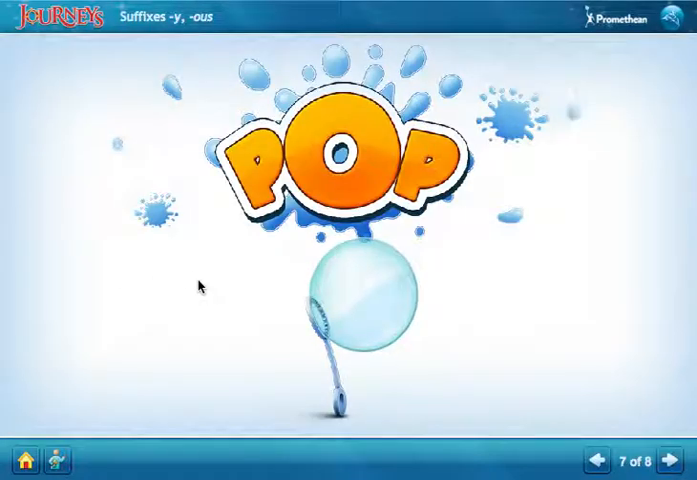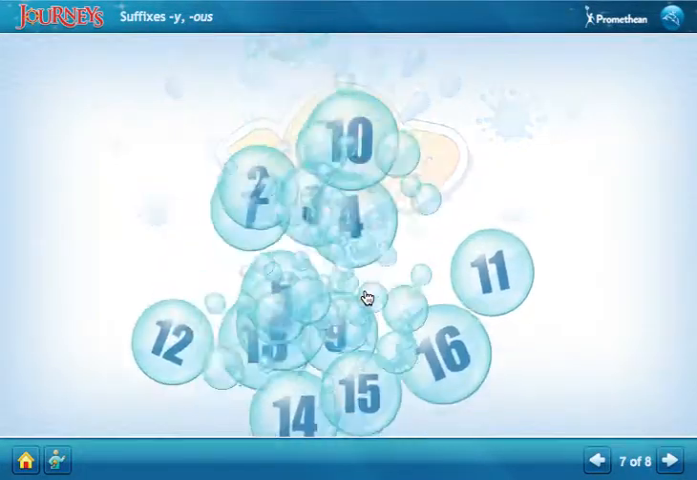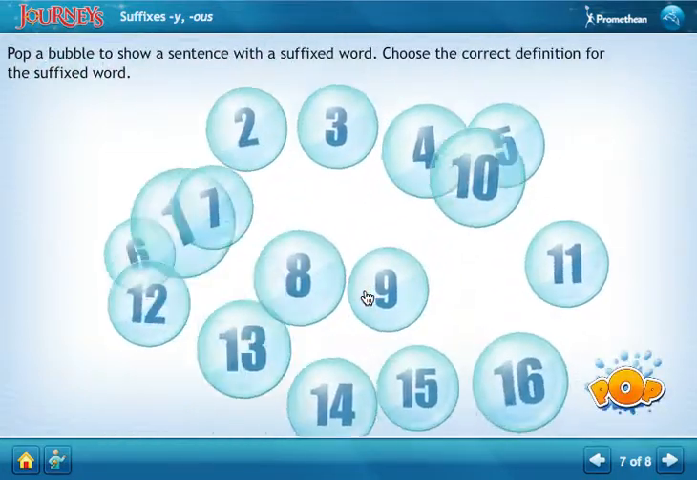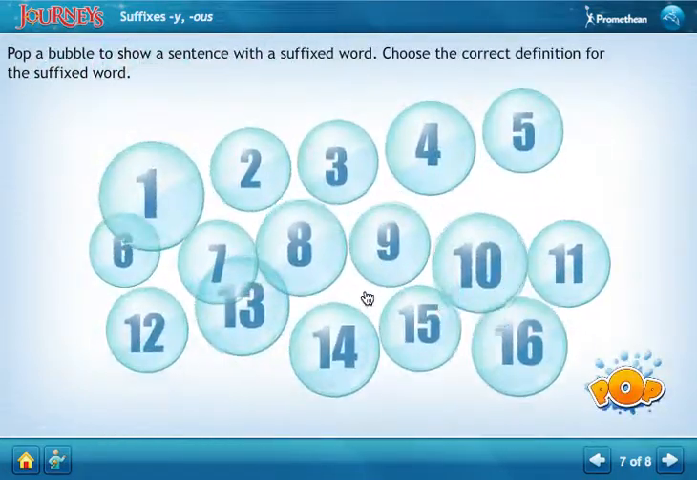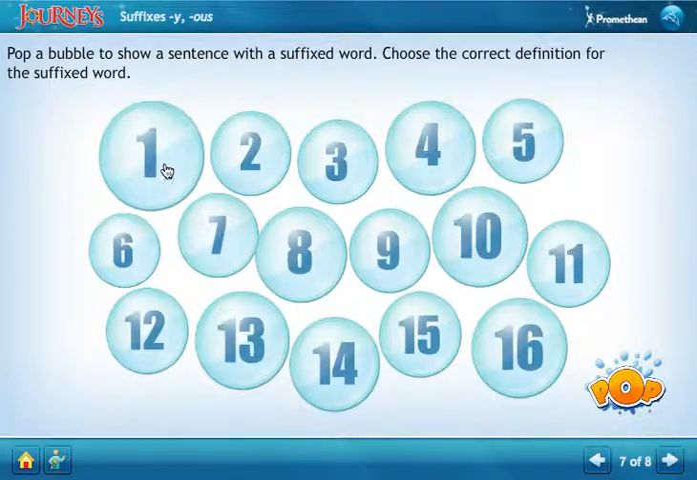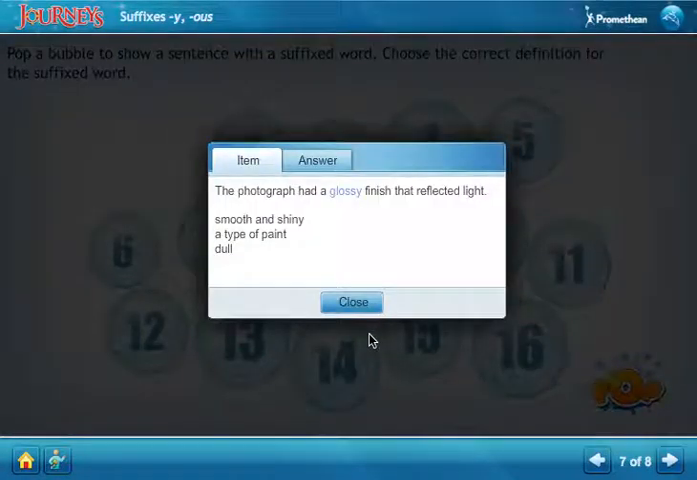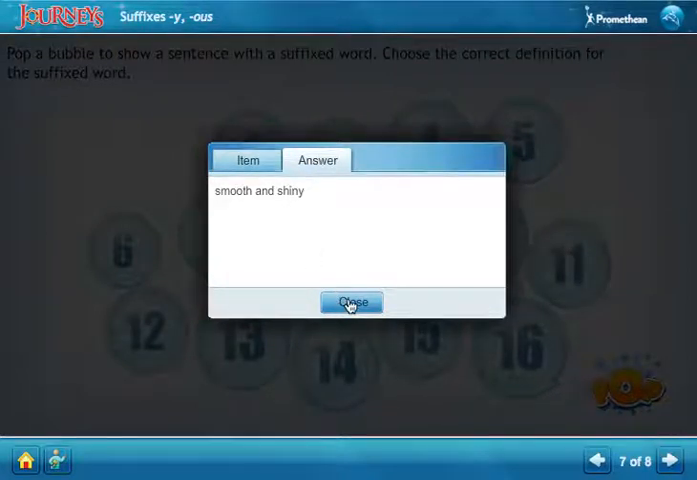This is a short game called Pop. Unfortunately, it's not interactive, so I will have to click on it and then we can go through some of the answers together. The photograph had a glossy finish that reflected light. You can see our word that has our suffix Y is glossy. What does glossy mean? Smooth and shiny, a type of paint, or dull? The answer would be smooth and shiny.